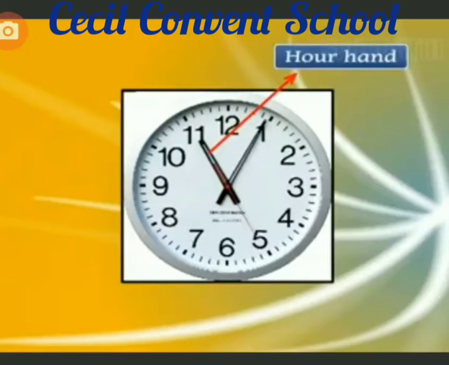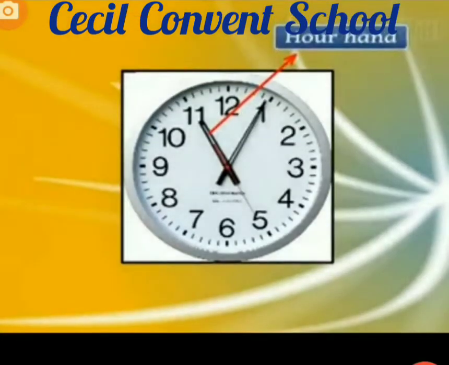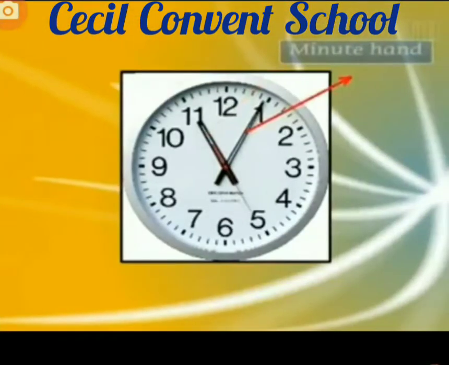And from one number to the next number, there are 5 equal divisions. Clear? So the total divisions of this clock are 60. So that's why 1 hour is equal to 60 minutes. Clear, students?